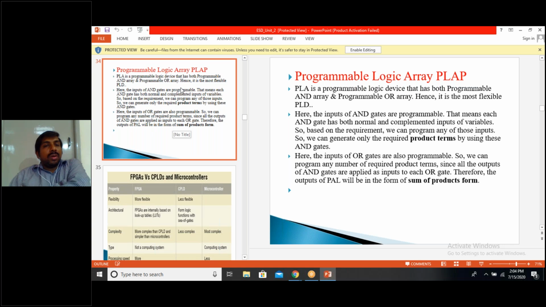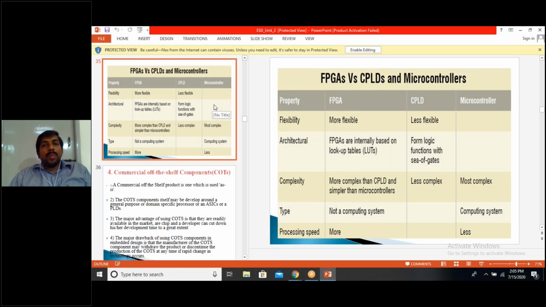Programmable logic array is another classification where you have both a programmable AND plane and a programmable OR plane. So both are programmable. The AND array is programmable and the OR array is programmable. Coming to the comparison of CPLD, FPGA and microcontroller, FPGAs are more flexible compared to CPLD and microcontroller. FPGA internally stores the data in terms of a lookup table. A lookup table is nothing but a memory where you store the contents of any logic, and the inputs act as its address lines.